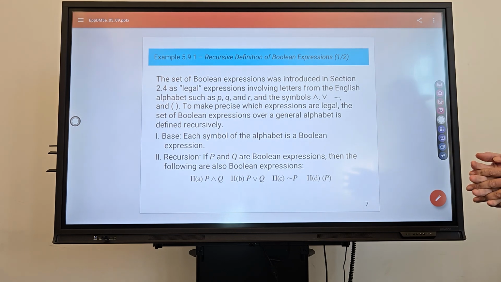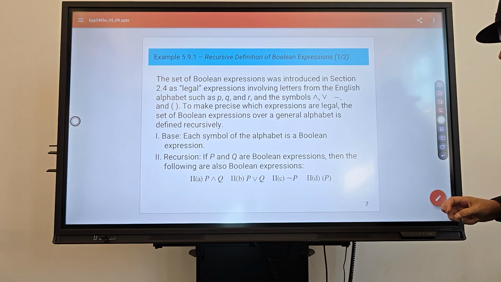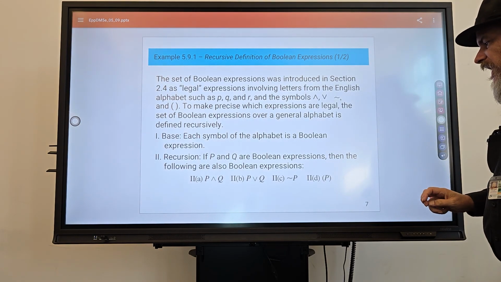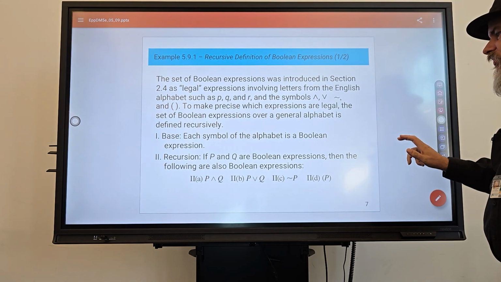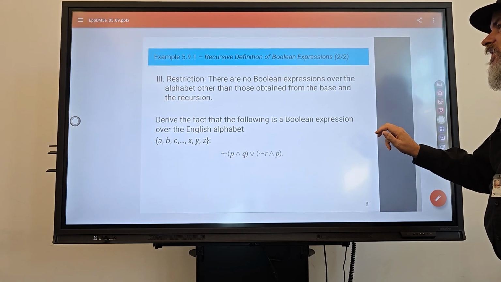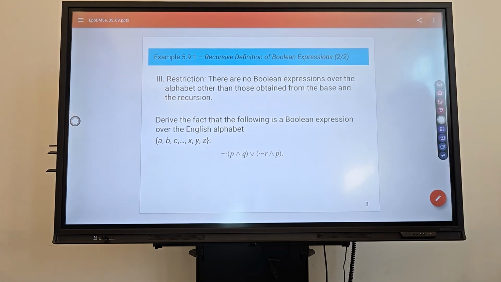Recursion. If P and Q are Boolean expressions, then the following are also Boolean expressions: P and Q, P or Q, not P, and P in parentheses. Restriction. There are no Boolean expressions over the alphabet other than those obtained from the base and the recursion.